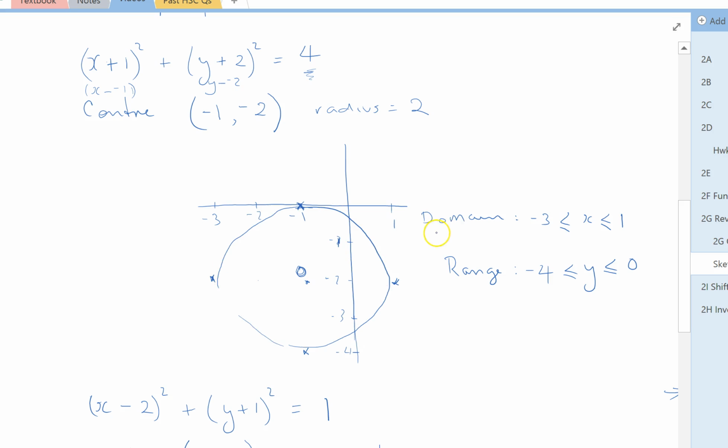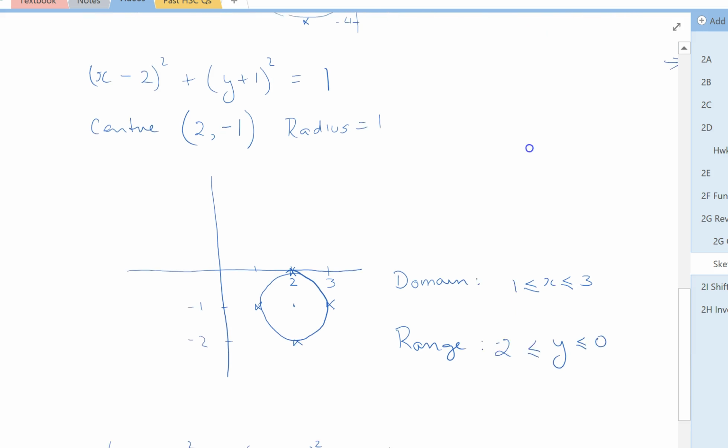You're commonly asked to identify the domain and the range of a circle. You can see here the domain, your all possible x values. So it's the set of x values less than or equal to 1 and greater than or equal to -3. The range is the set of y values. You can only go between 0 and -4, so we write y is less than or equal to 0, greater than or equal to -4.